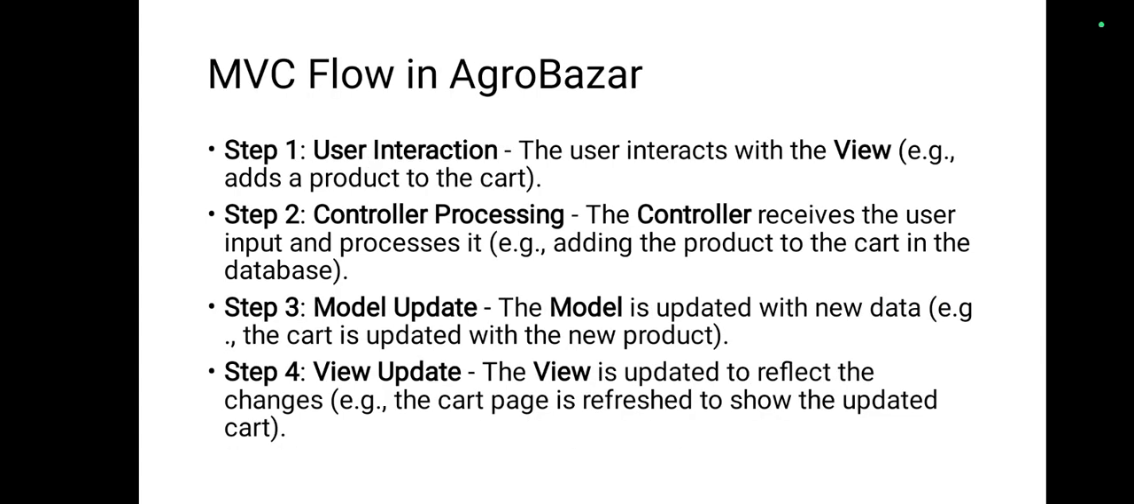Next is MVC flow in AgroBazaar. So, how does the data flow in this system? First, user interaction. A user interacts with a view, for example, adding a product to their cart. Controller processing. The controller handles the request and updates the cart in the model. Model update. The model is updated with the new cart data. View update. Finally, the view reflects the changes, showing the updated cart.